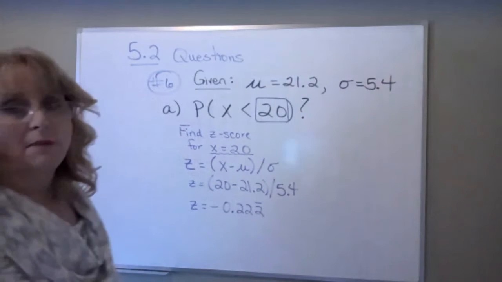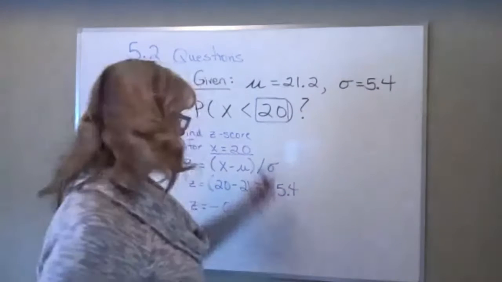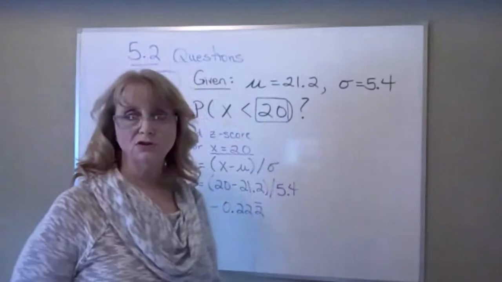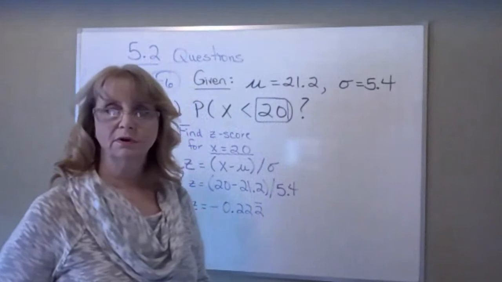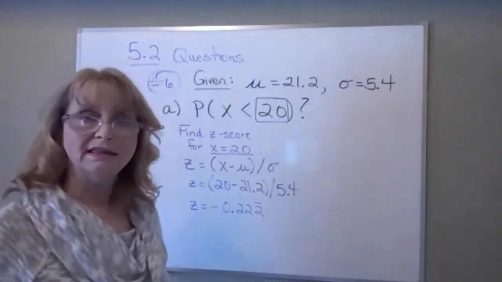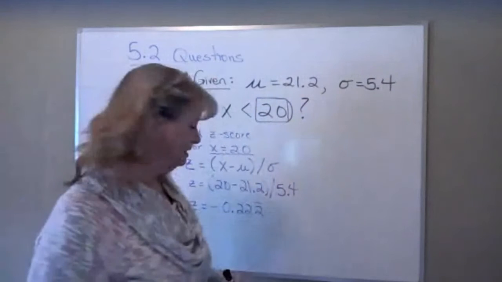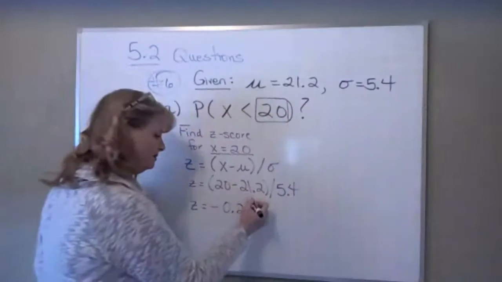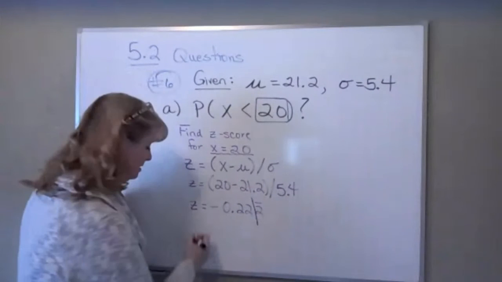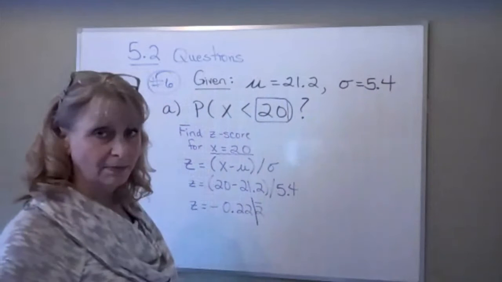Now that's not the number I'm going to look up. That's also not the number I'm going to change the problem to, right? So before you do anything else, the way I've been showing you, we're going to round the z-score to 2 places because we're going to use the table.